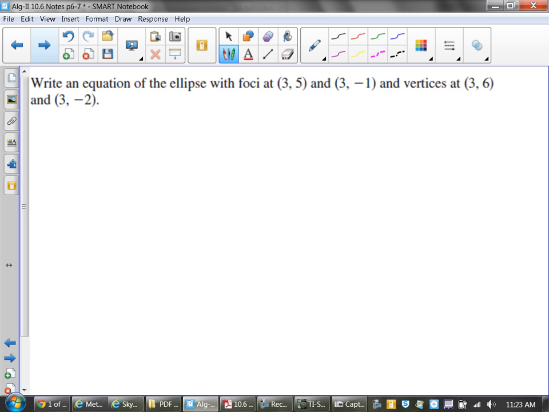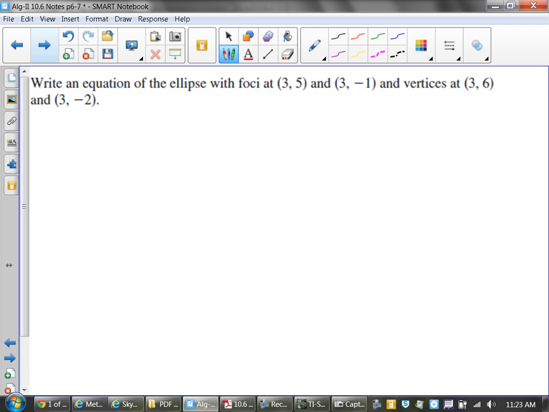All right, so we're going to write the equation again. This ellipse has foci at (3, 5) and (3, -1), and vertices at (3, 6) and (3, -2). It's really nice when they tell you what you're graphing, because you have a better chance of being right. Did they ever not tell you? Yes, sir. We'll get to that here in a little bit.